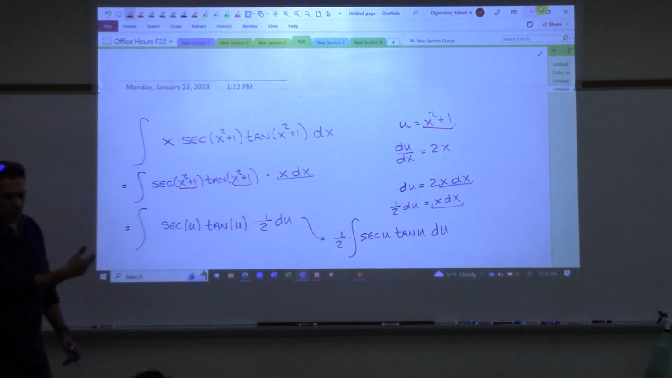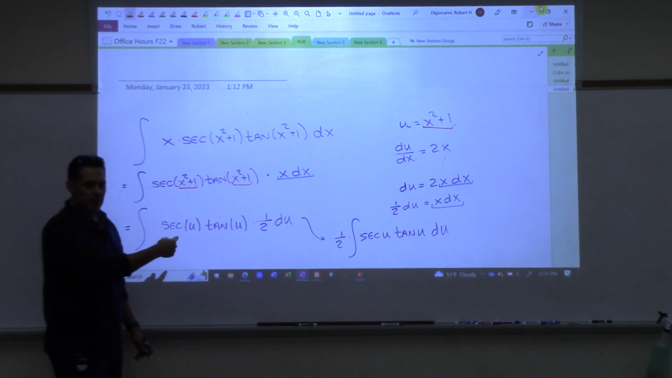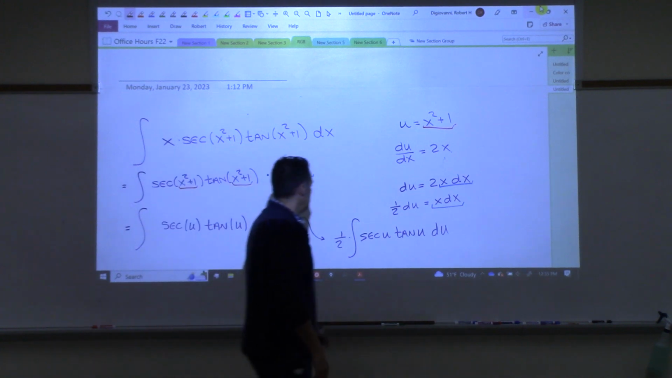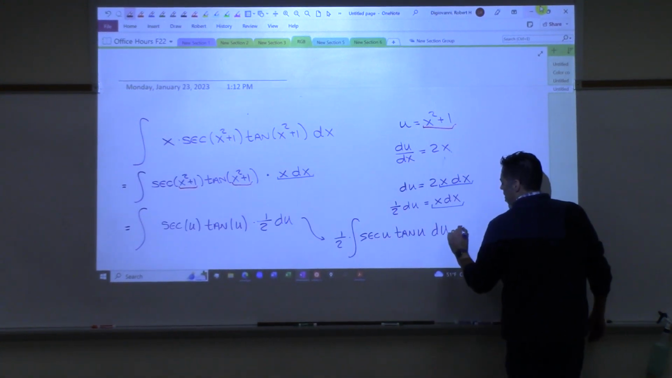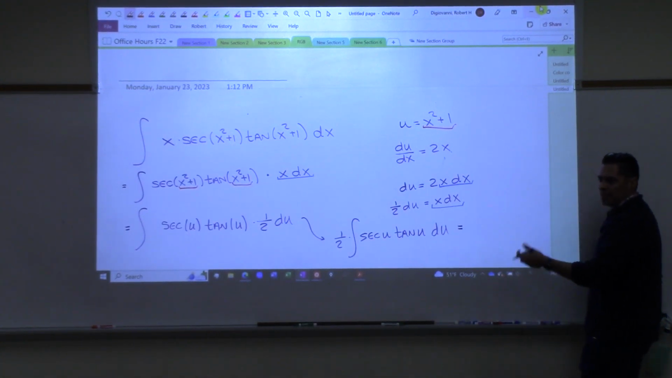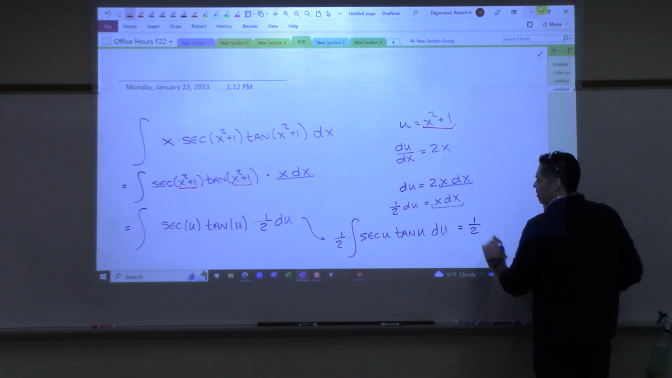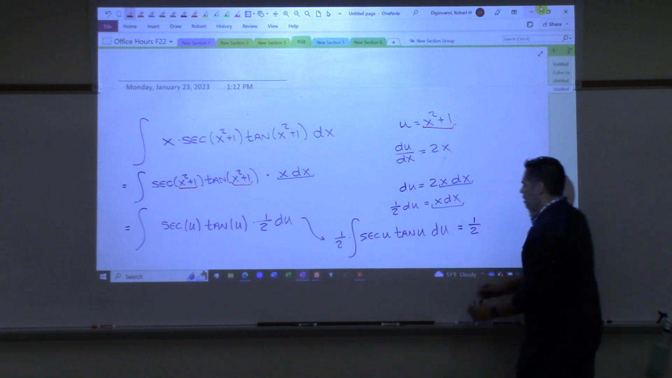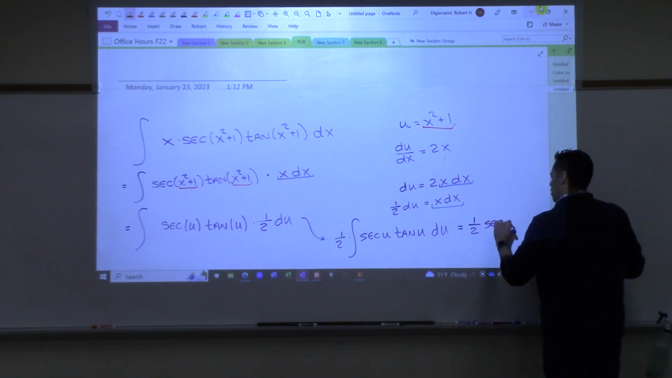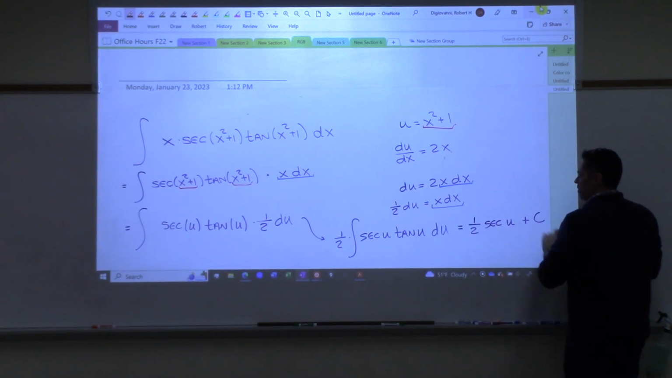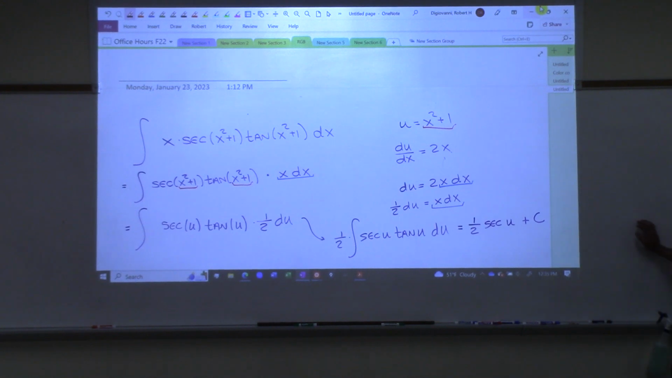Any questions on where we are right now? Do you know the antiderivative of that? Yes, secant u. That again is from Cal 1. The derivative of secant of x is secant x tangent x. So here, this becomes 1/2. No more integral sign, right? Secant u plus c. That's our answer.